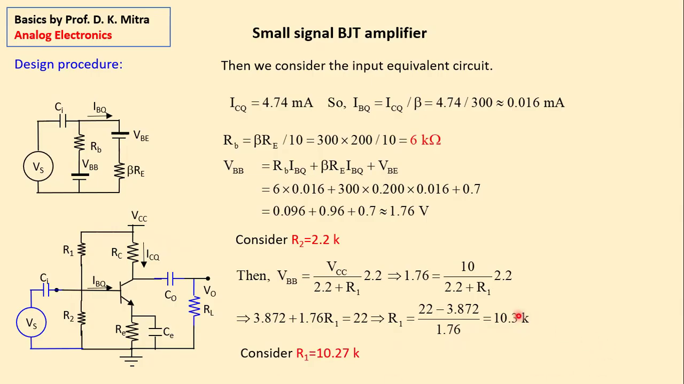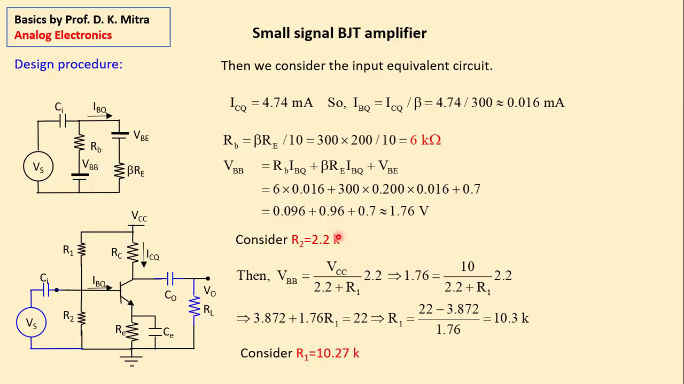And 10.3 is not a standard value. You take 10.27. Now 10.27 is also not a standard value. What do you need to do? You have to take a 10K resistor in series with a 270 ohm resistor. This 10K and 270, both are standard resistors. You can get them in your laboratory. So you use 10.27. So these are the practical considerations.